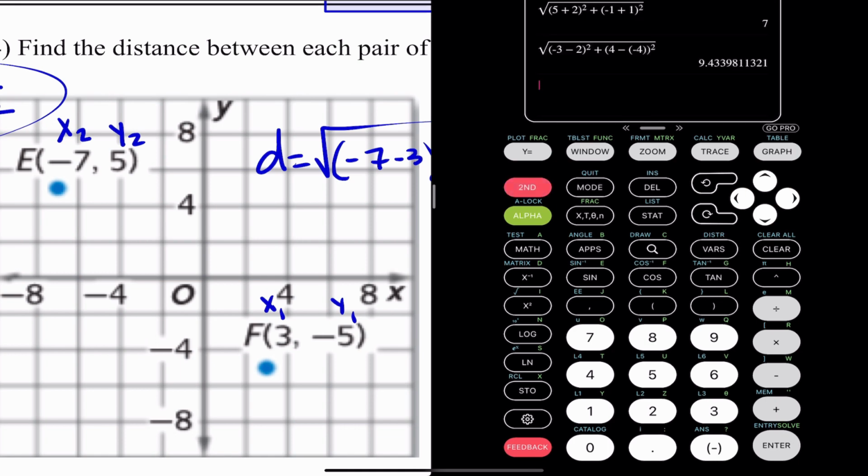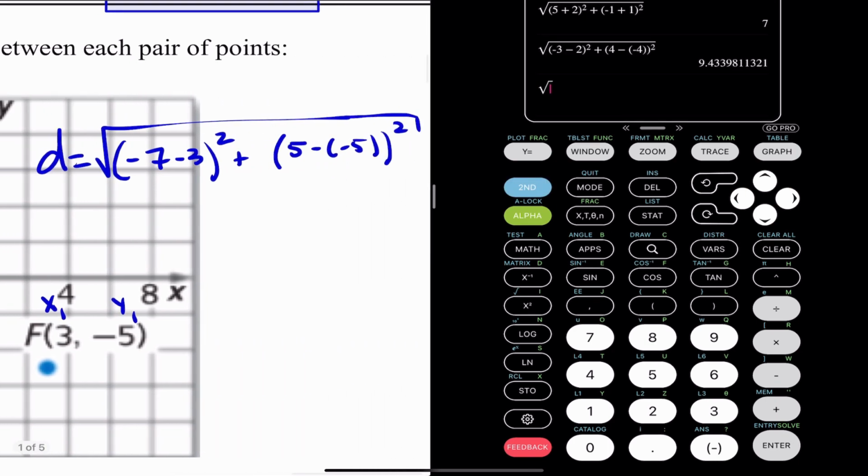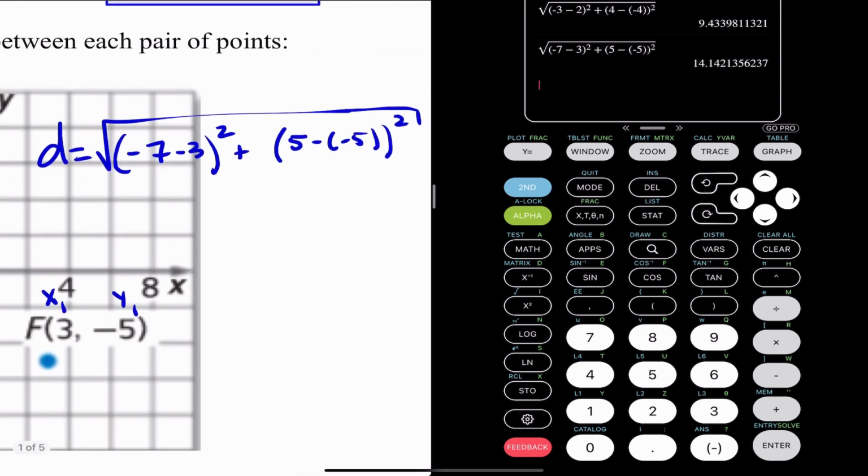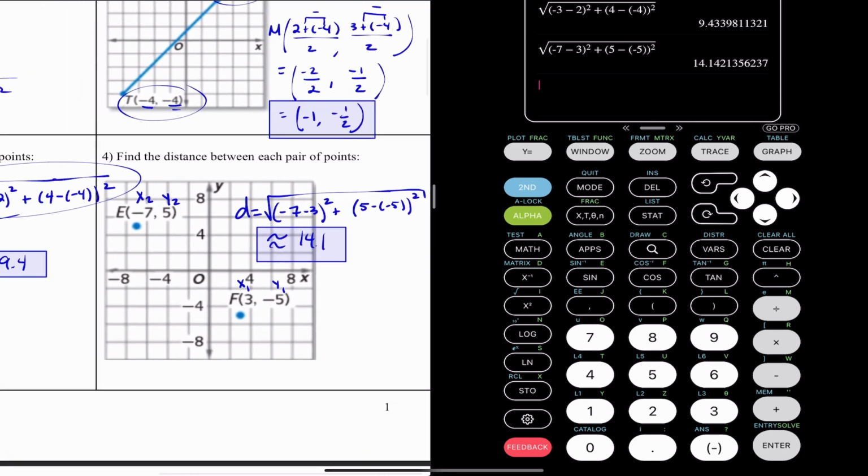Second quit, second x squared. It is negative 7 minus 3 quantity squared plus 5 minus negative 5 quantity squared. Hit enter. What do you get? Well, you get 14.1, approximately 14.1. That's my answer, 14.1. Okay? So basically, label, plug it in, stop right here, put it in the calculator.